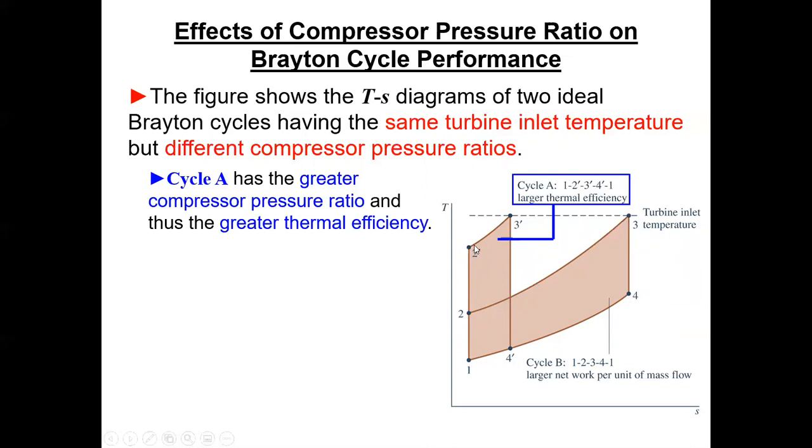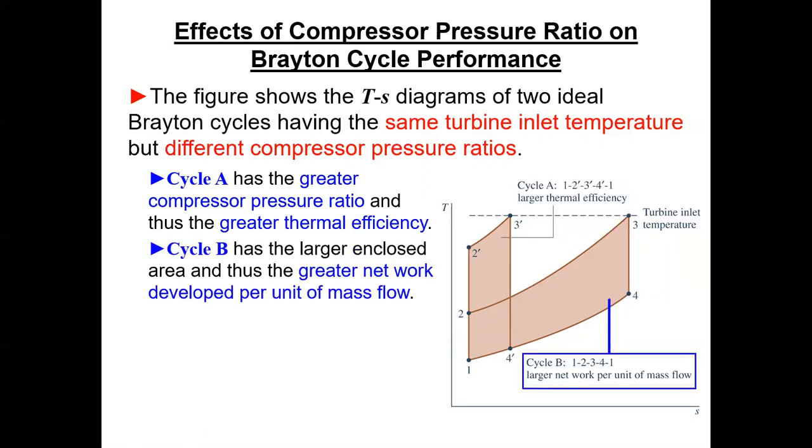That heat addition is going on from 2' to 3'. Here it's going on from 2 to 3. It's not even close. Okay? So we know we'll get better efficiency out of cycle A. However, we get a larger net work per unit mass out of cycle B at lower efficiency. So the question is, what do you want? And the answer is, it depends on your application, what you're looking for.